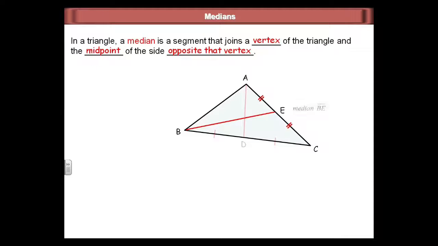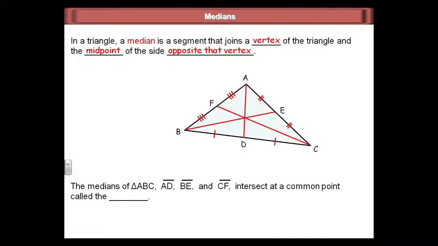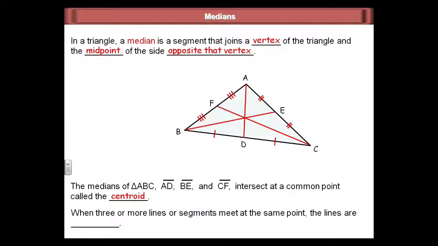So if I start at B and go to AC, I can add point E as the midpoint, making BE the median. I can do the same thing from C, and I have 3 angles, therefore I have 3 medians. The medians of triangle ABC, which are AD, BE, and CF, intersect at a common point that right now is glowing green. That common point is called the centroid. When 3 or more lines or segments meet at the same point, the lines are concurrent.